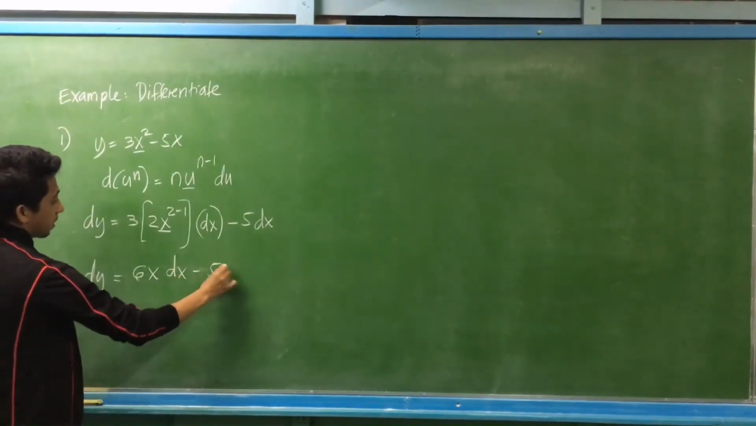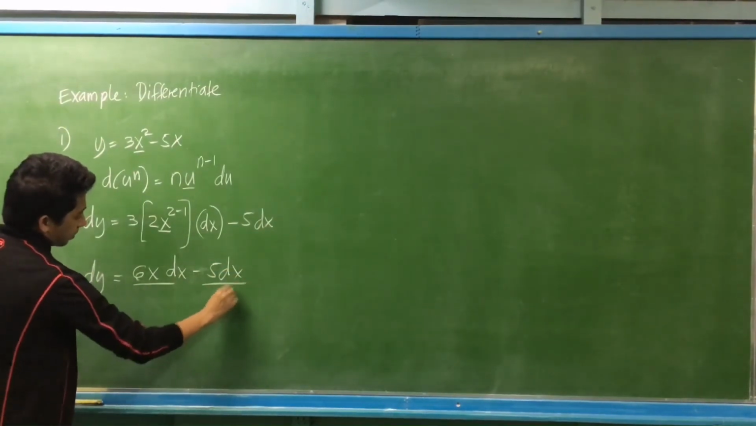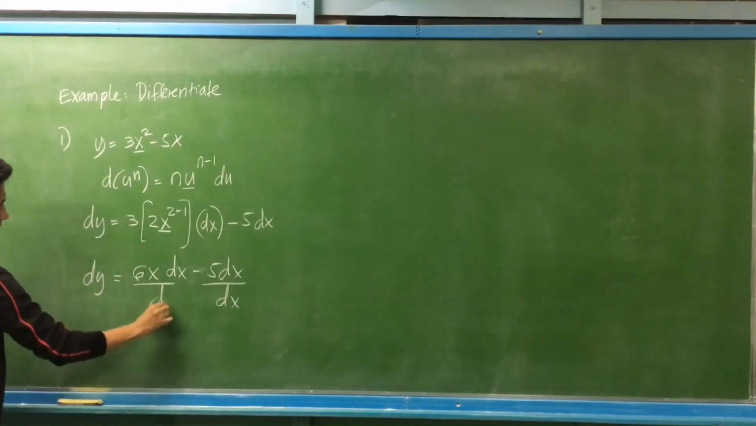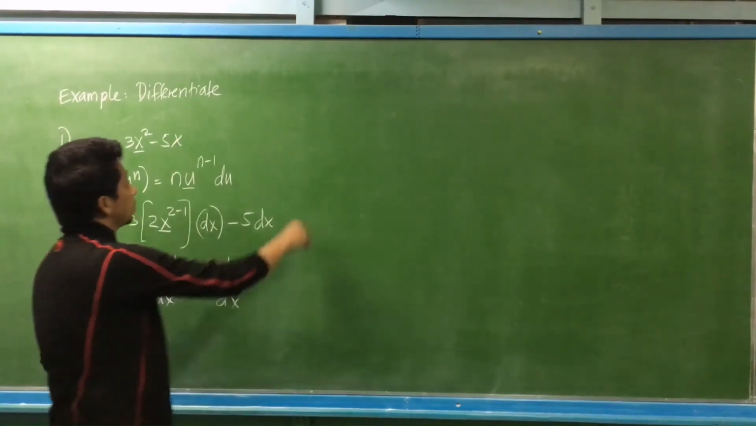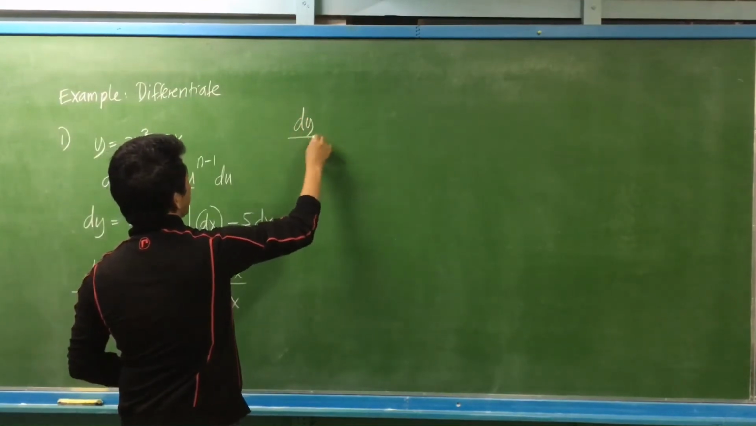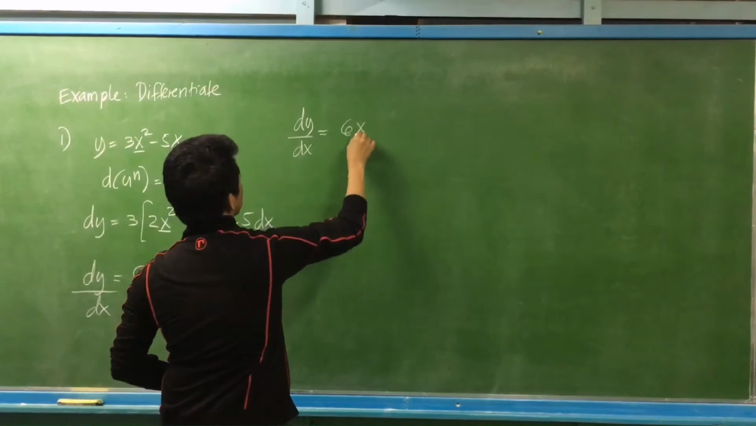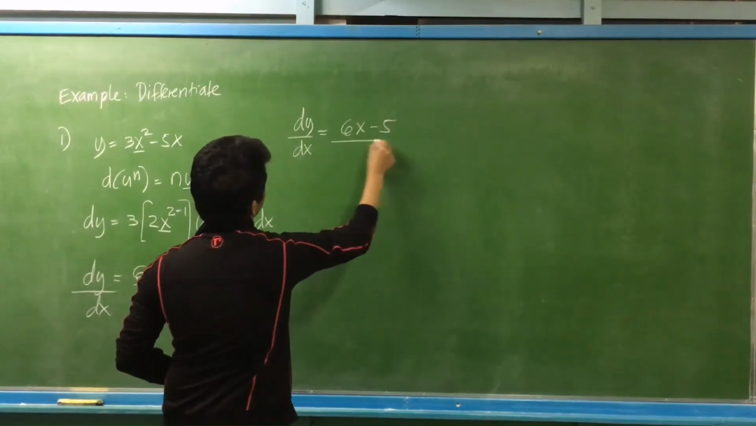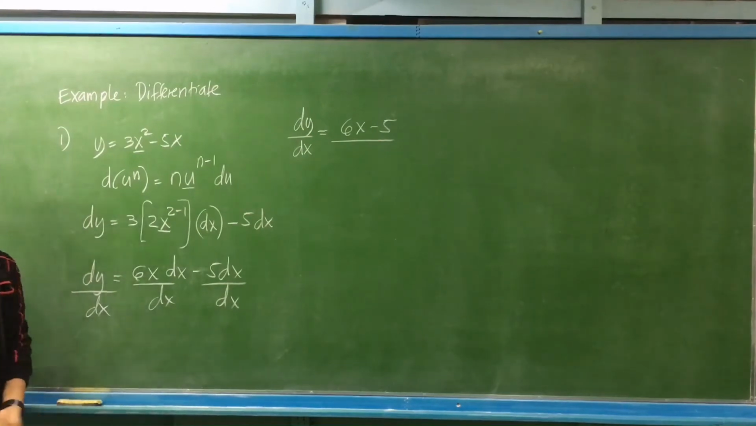dx minus 5 dx. Now what we have to do is divide all terms with dx. So we have the answer. This is the same as dy divided by dx is now equal to 6x less 5. So the same answer from our previous procedure. So this is more convenient compared to that procedure.